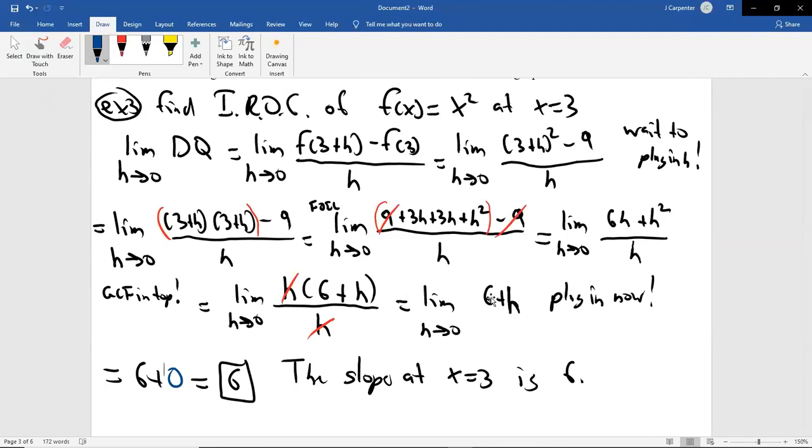So again, this works, but it's a pain in the butt if you have to do this for multiple x values. So not my suggestion, but it leads us into how we're really going to approach things.